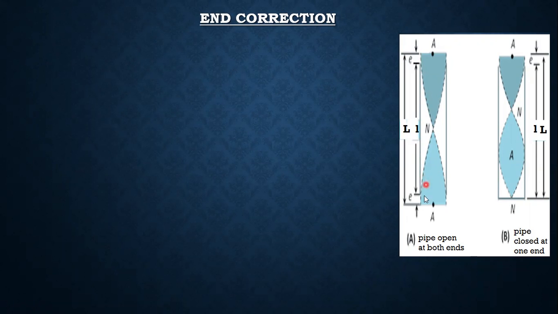Now the pipe is open at both ends. In this case the antinode is formed just beyond the end, and this distance is called the end correction. For a pipe open at both ends, the end correction is E and E, so 2E, because two ends are open. Now, for a pipe closed at one end, at the open end only an antinode is formed, just above the end of the tube, and that distance is the end correction.